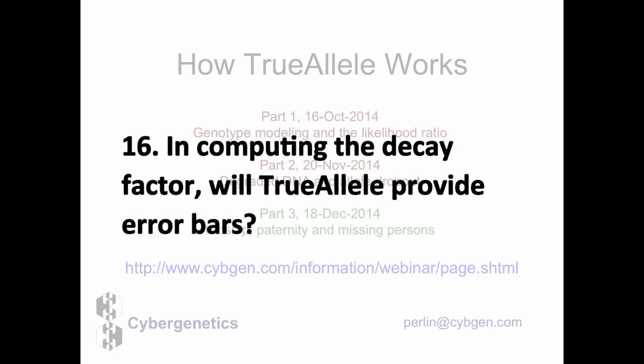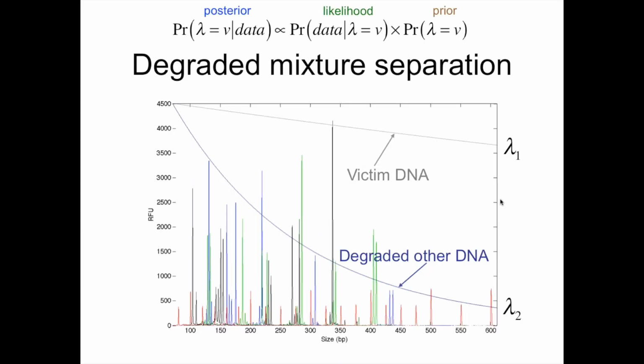The next question is, in computing the decay factor, will TrueAllele provide error bars? TrueAllele does compute the uncertainty of all parameters, including the decay factors here, lambda 1 and lambda 2. So it's something that the system has and it knows, and it's something we could add to the interface. It's already determined and known. So it's a good idea, and if there's interest, which there seems to be, we can include that. Again, everything in TrueAllele is a probability distribution, including these lambda factors.